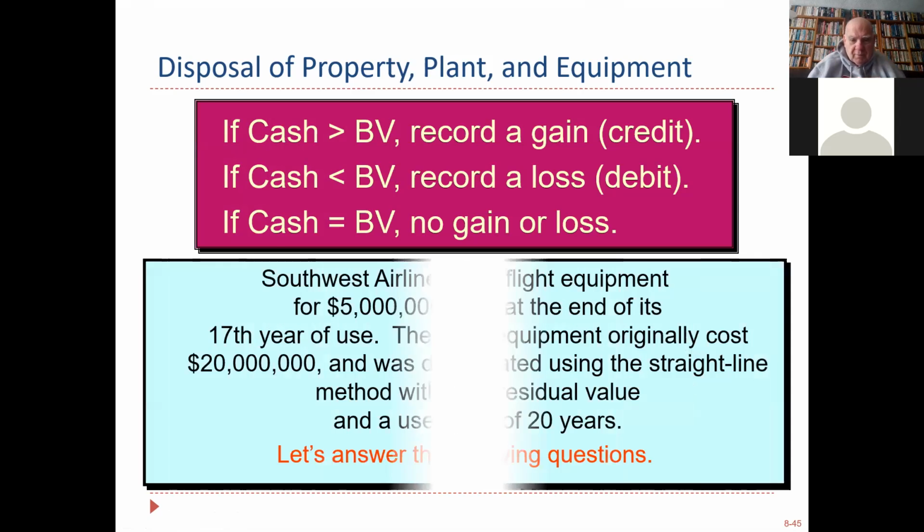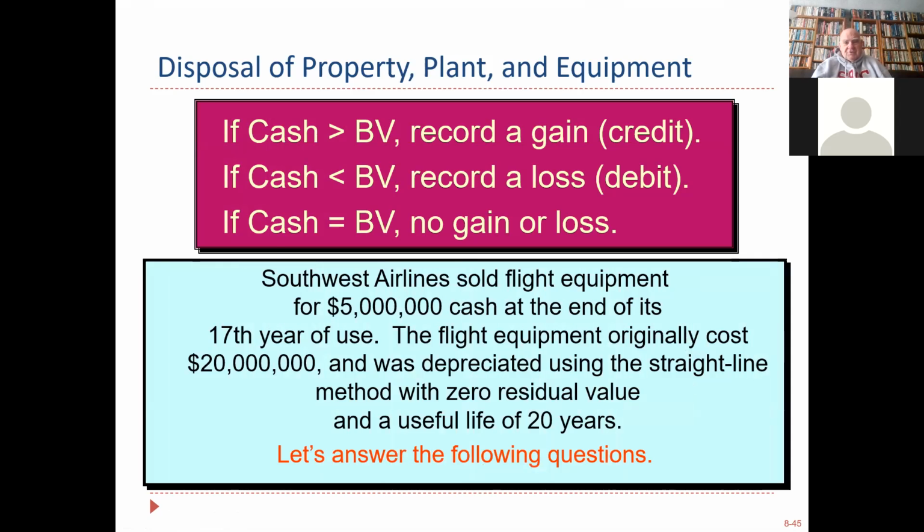Disposal of equipment, huh? If the cash exceeds the book value, you have a gain. It'll be a credit. If it goes the other way, cash is below the net book value, you have a loss on the transaction, or no gain if they're the same. So let's see what we have here. Southwest Airlines sold equipment for $5 million. Hey, that's going to be our debit to cash, huh? And they did it at the end of the 17th year.